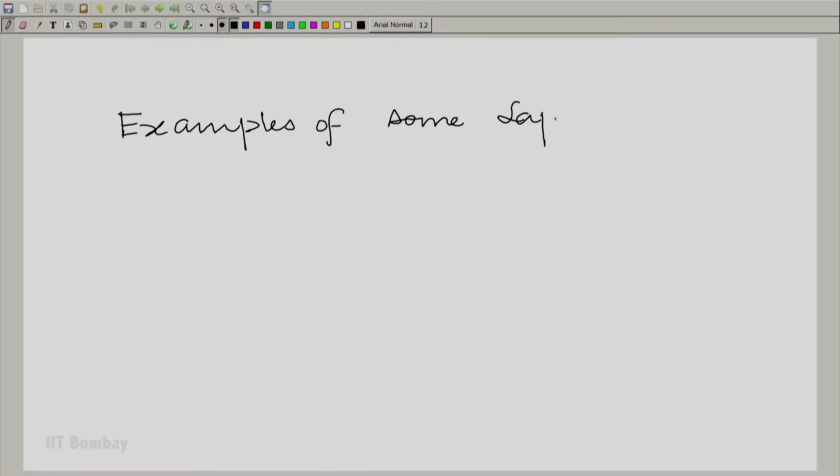What we would like to do in this session is to consider a few examples of the Laplace and the Z transforms for different continuous independent variable signals and discrete independent variable signals. So, let us take a few examples.